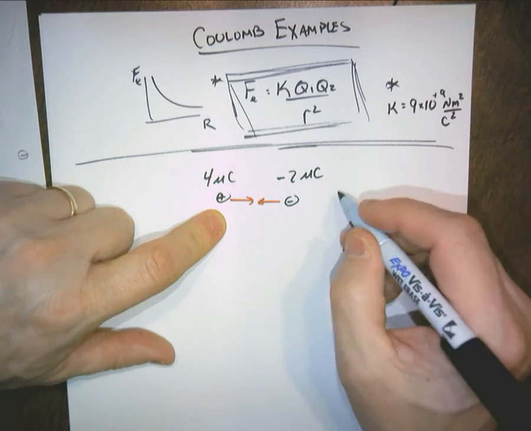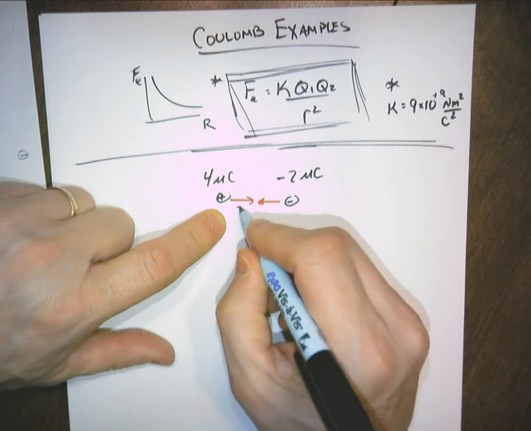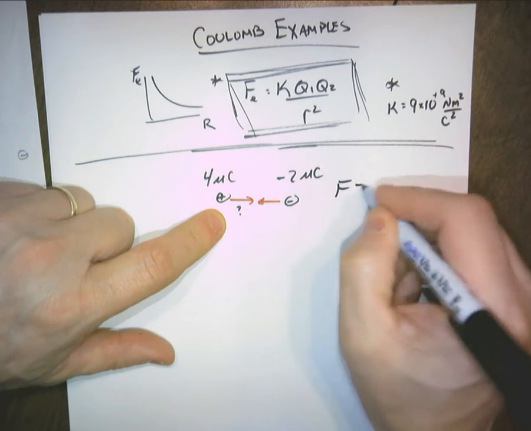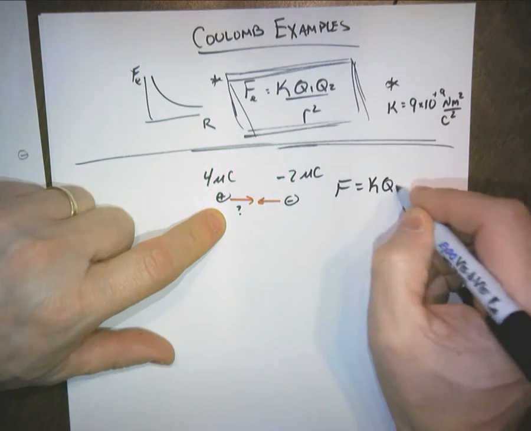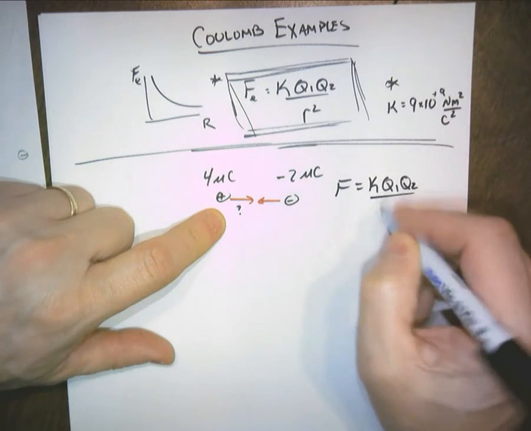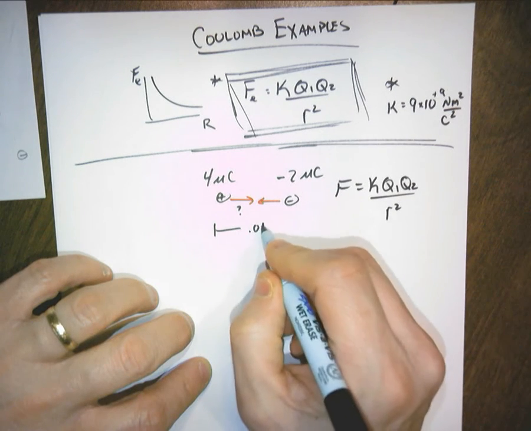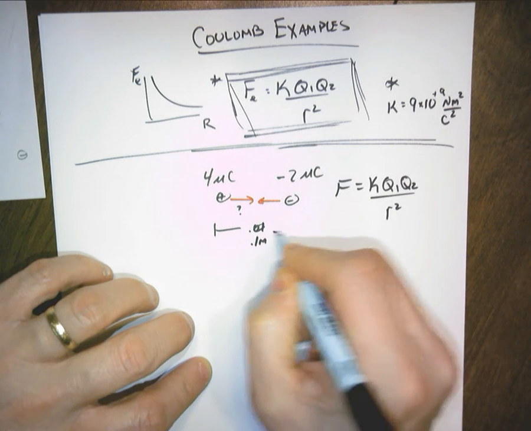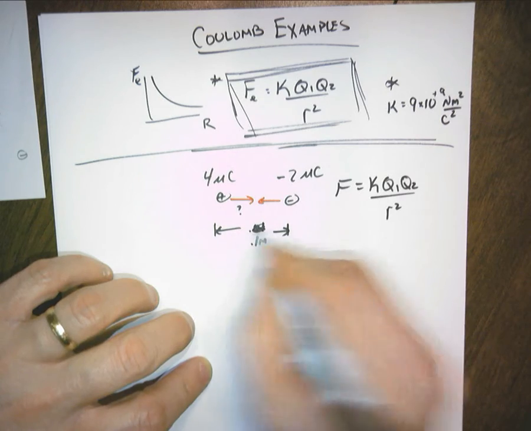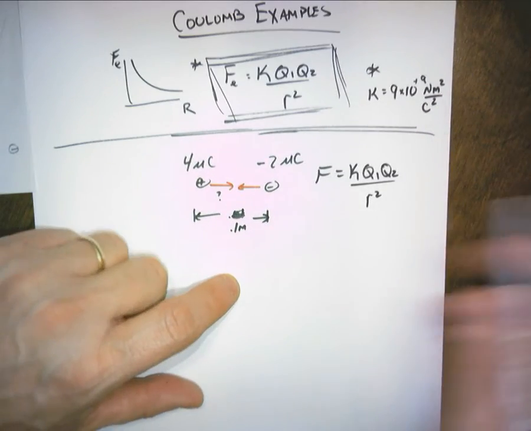All right. Let's figure out the magnitude of the force. F is K Q1 Q2 over R squared. Oops. Let me just make a nice 0.1 meters. Okay, because I don't have a calculator handy. I want to do this in my head. All right. So here we go.